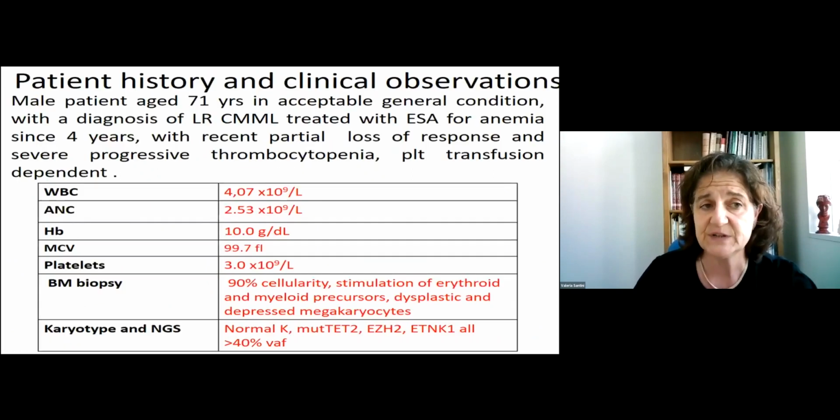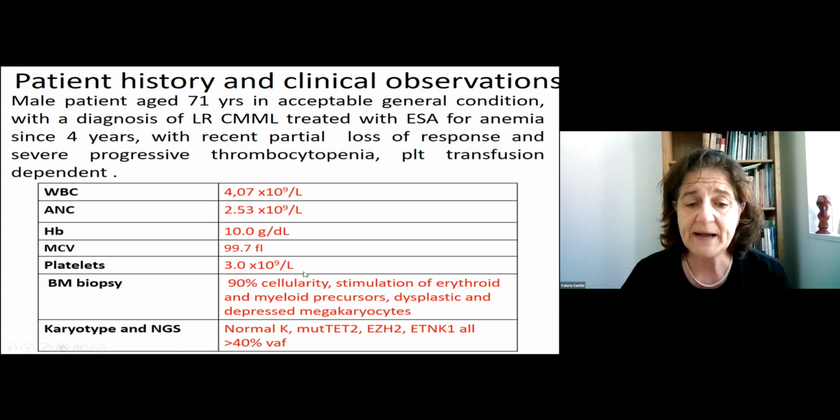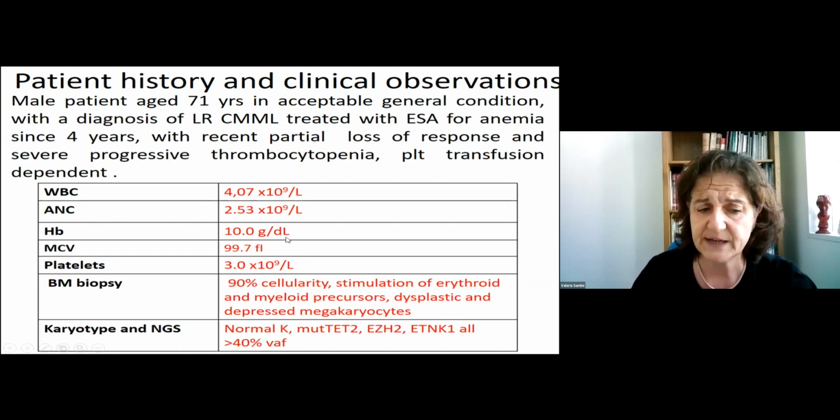The third case is different. This is a patient, age 71, in acceptable general condition, with dysplastic CMML, lower risk, treated with ESAs for many years. And he comes with a partial loss of response, anemia, but the most important feature was a severe progressive thrombocytopenia that made him platelet transfusion dependent. The bone marrow biopsy didn't show any progression, depressed megakaryocytes, and a good cellularity, and moderate anemia.